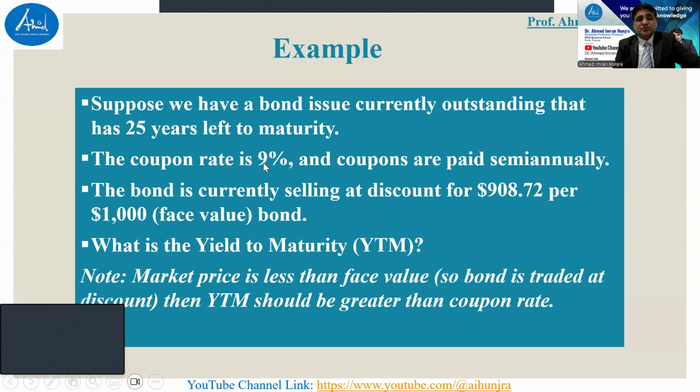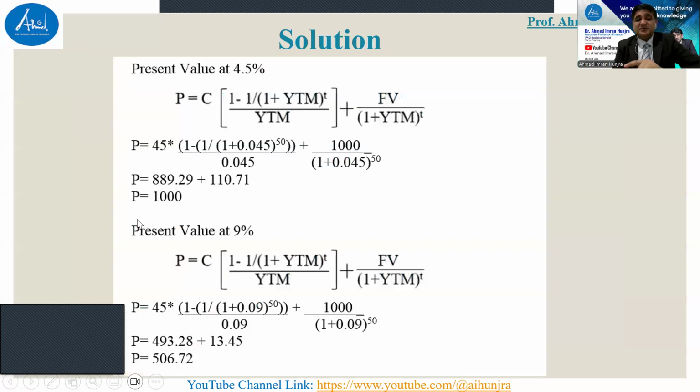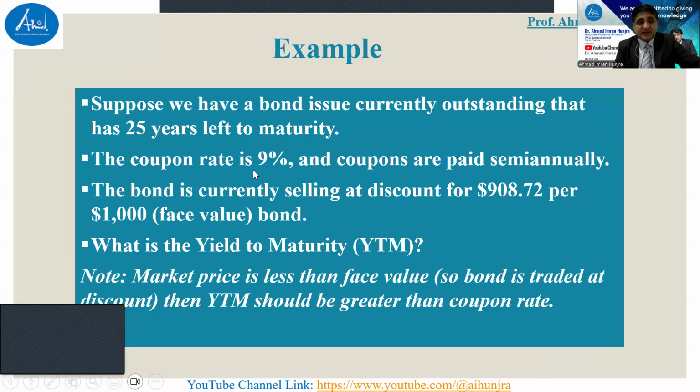So the semi-annual coupon rate is 4.5% and the face value is 1000. We need to find the coupon payment. The semi-annual coupon payment is 4.5% of 1000, which is equal to 45. First we find the coupon payment. At the coupon rate of 4.5%, the present value should be equal to face value, so we will get 1000.